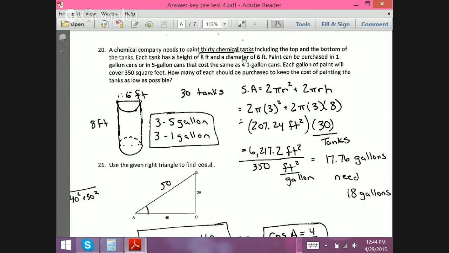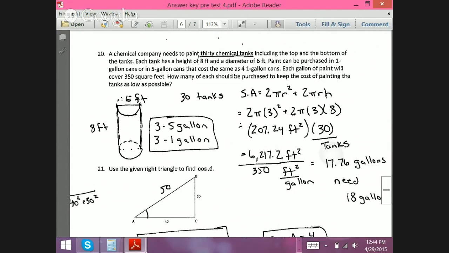What did you do after you got 30? After I multiplied by the 30, I got this number here. So if we do the 2 pi r squared plus the other part, that equals 207. Then I multiply by 30 tanks because there's 30 tanks I need to cover. Each tank is going to need less than a gallon because for every 1 gallon I can paint 350 feet squared. So if I take the total feet squared I need for the 30 tanks and divide that by 350, it's going to tell me how many gallons I need. And you have to round up because we have to buy enough paint. So I need to buy 18 gallons.